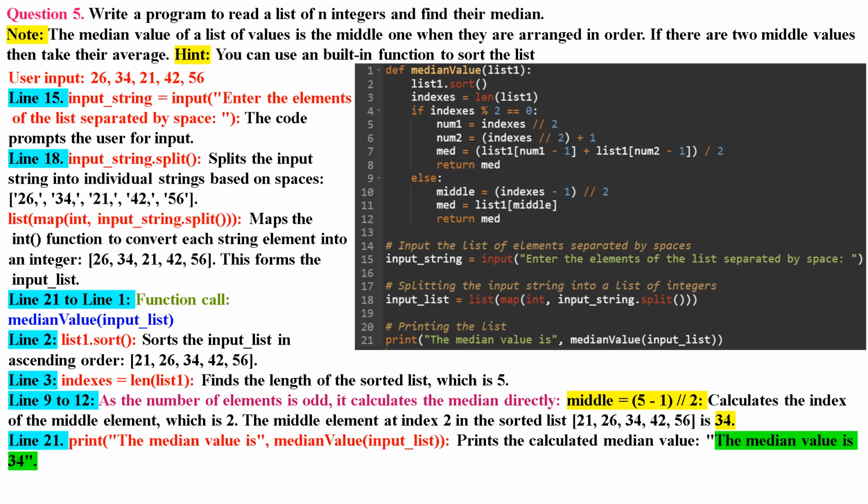Line 21. print of, the median value is, median_value of input_list. Prints the calculated median value. The median value is 34.